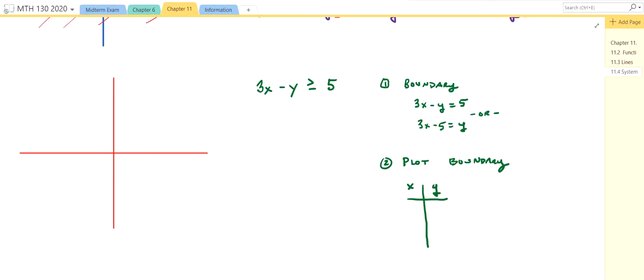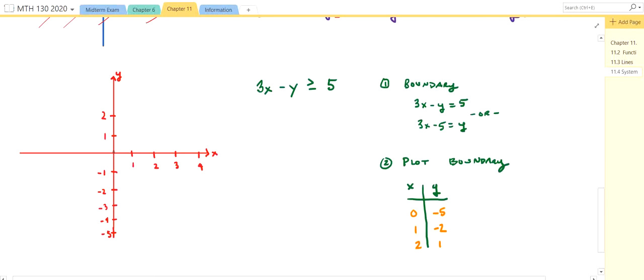Let's say when x is 0, y equals minus 5. When x is 2, well, let's go 1 next. When x is 1, this is 1 times 3 is 3. 3 minus 5 is minus 2. Y is minus 2. And when x is 2, we've got 6 minus 5. Y is 1. So I've gone ahead and sketched in some numbers on our Cartesian system.